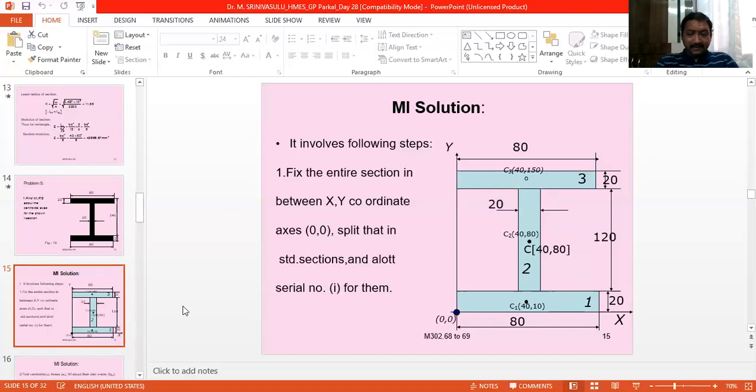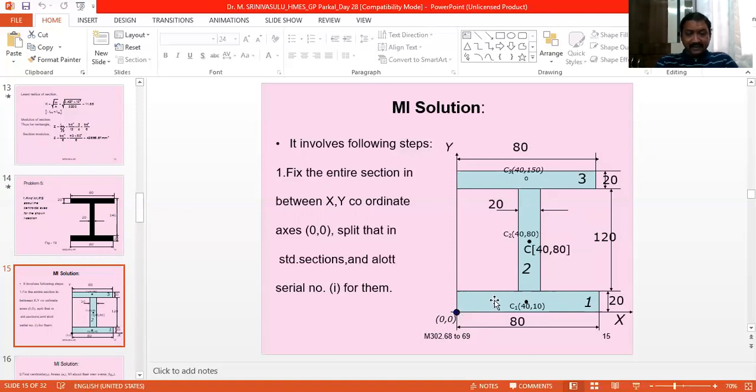Here the 0 point is shown here. This is the bottommost edge for the given section, and this is the leftmost edge. So this is the y-axis. Here the x and y-axis will intersect at this point. This is the 0 point, that is the origin, the coordinate of 0, 0.